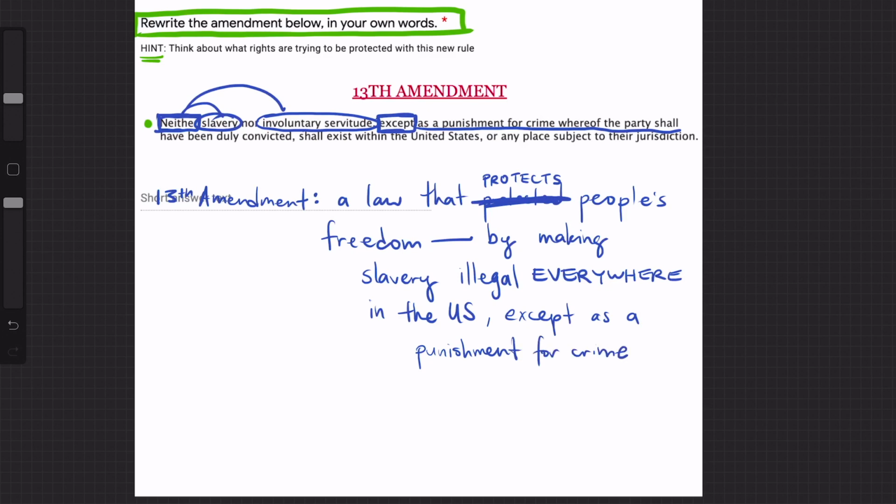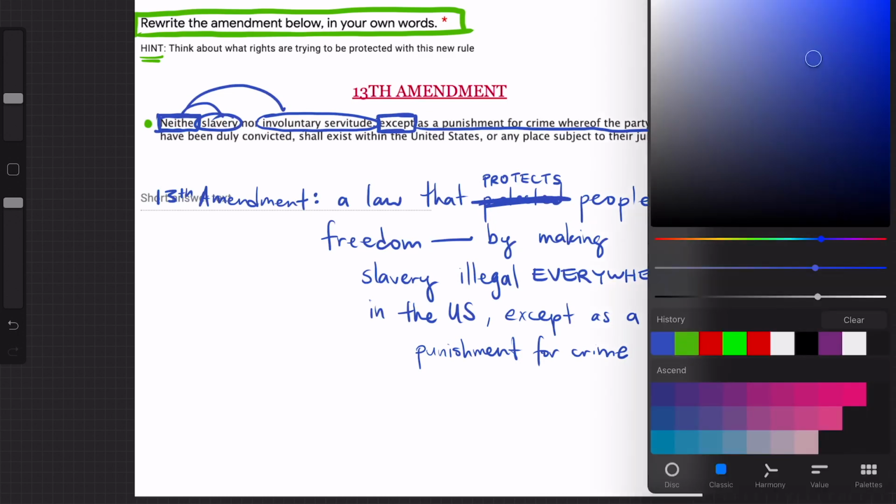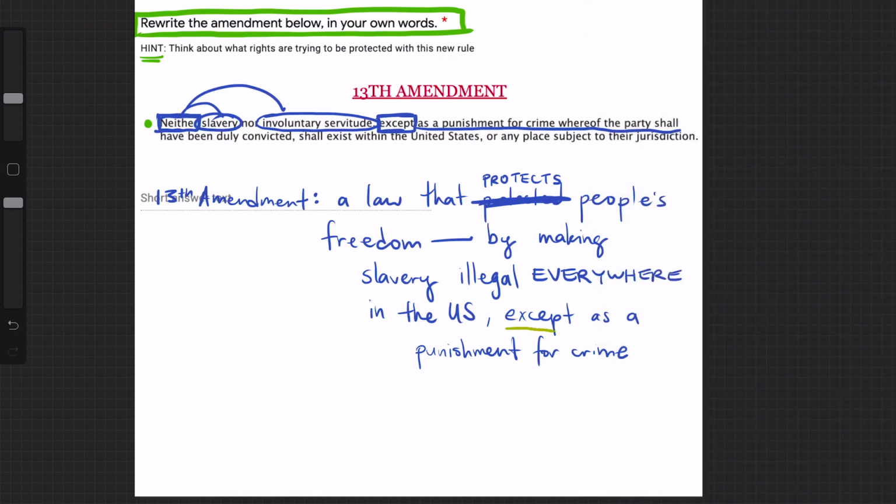I think that looks good. It highlights everything we annotated, and it's definitely answering the question. So what I put is, the 13th Amendment was a law that protects people's freedom by making slavery illegal everywhere in the United States, except as a punishment for crime. Let me talk about what this last part means, because some of you might think, so there's slavery still around today, just if you're a criminal? The answer is yes and no.